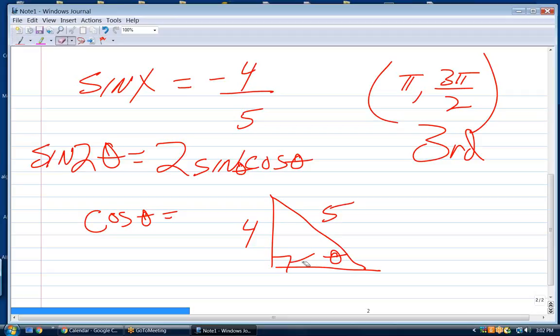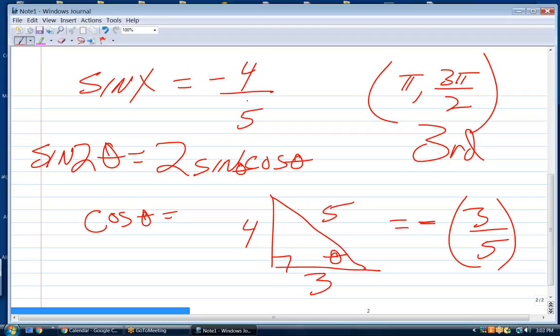When you get to the end, you know the cosine of theta has to be negative in the third quadrant, so whatever number you come up with, you just put a negative sign in front of it. So what's the base of this triangle? 3. So what's the cosine of theta equal to? 3/5. And it's plus or minus? In the third quadrant it is minus. Only tangent's positive, right.